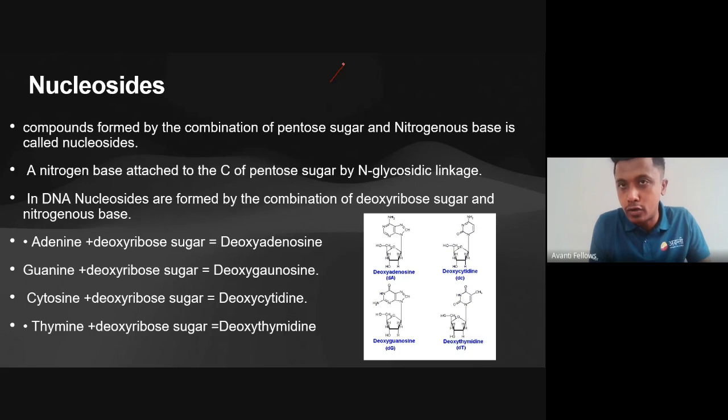So we have a pentose sugar, and this pentose sugar has 5 carbon atoms. So this is 1, 2, 3, 4, and here we have the 5. I will write it as 5 here.